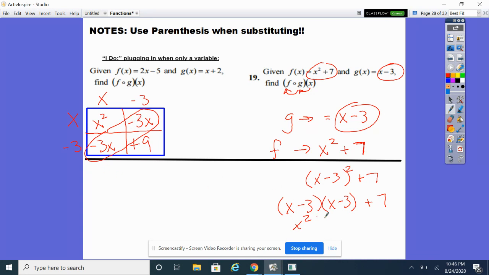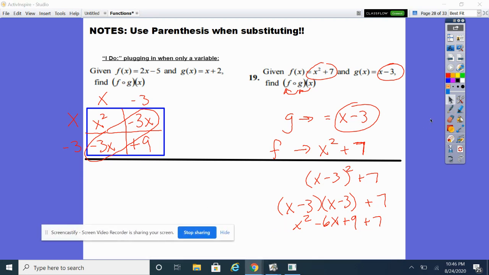Negative 3x plus negative 3x, that's negative 6x. Plus 9. Notice there's no parentheses now because I already multiplied those. And then we still have the plus 7. Got to move this little bar at the bottom. I don't know if you can see it.